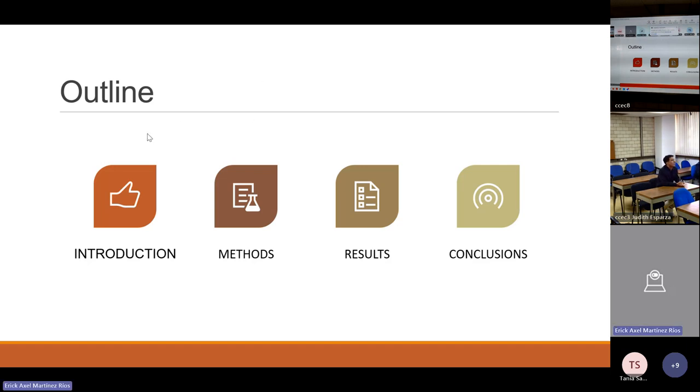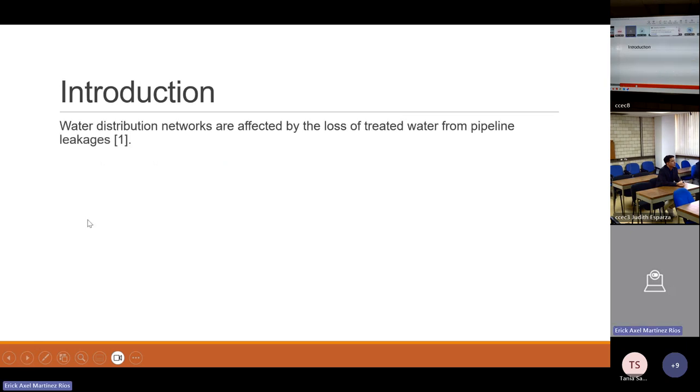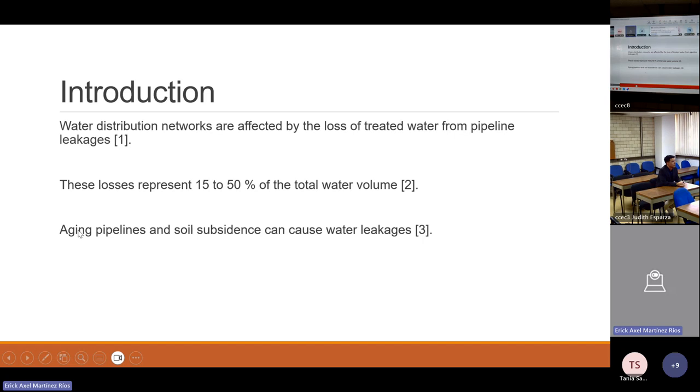Okay. So the outline is as follows. First, I will make a brief introduction about the topic, and then I will talk about the methods, the results, and the conclusions. So first, water distribution networks are affected by the loss of treated water from pipeline leakages. These water losses can represent between 15 to 50% of the total water volume. And these water leakages are produced by aging pipelines or salt subsidence. And the presence of these water leakages can produce water scarcity, water contamination, traffic delay, and maintenance costs.